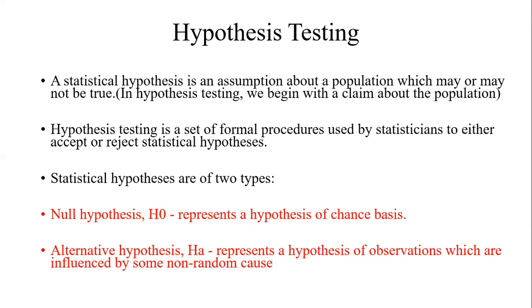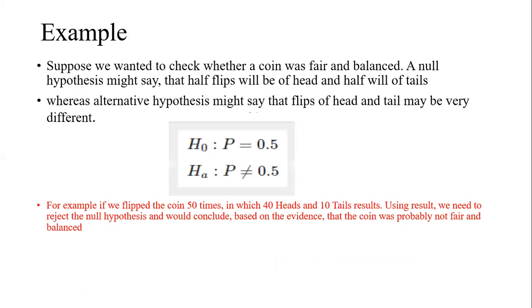Normally, there are always two forms, null and alternative. In a statistical hypothesis, there are two types: null hypothesis and alternative hypothesis. In the null hypothesis, we always write the negative claim, and the opposite of that is the alternative hypothesis. I will give you a few examples. One example: suppose we want to check whether a coin is fair and balanced. Someone may want to tell you that it is a very fair and very balanced coin. Anyone can just say that, but we need to prove it.